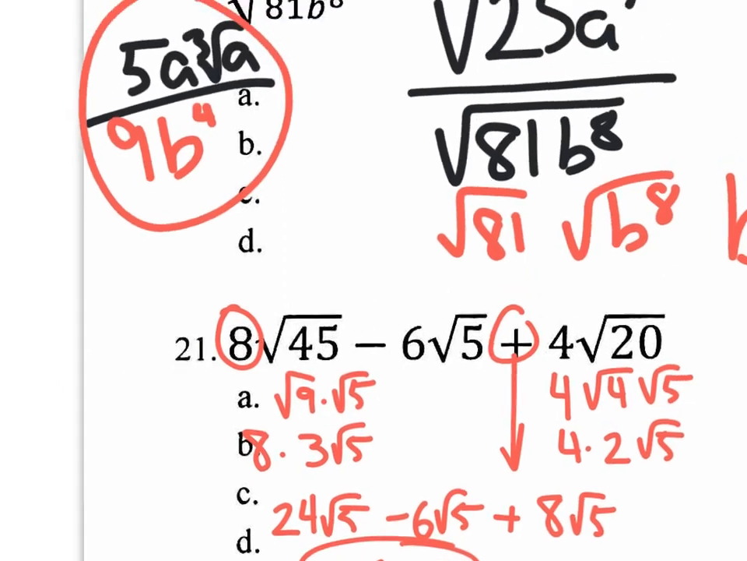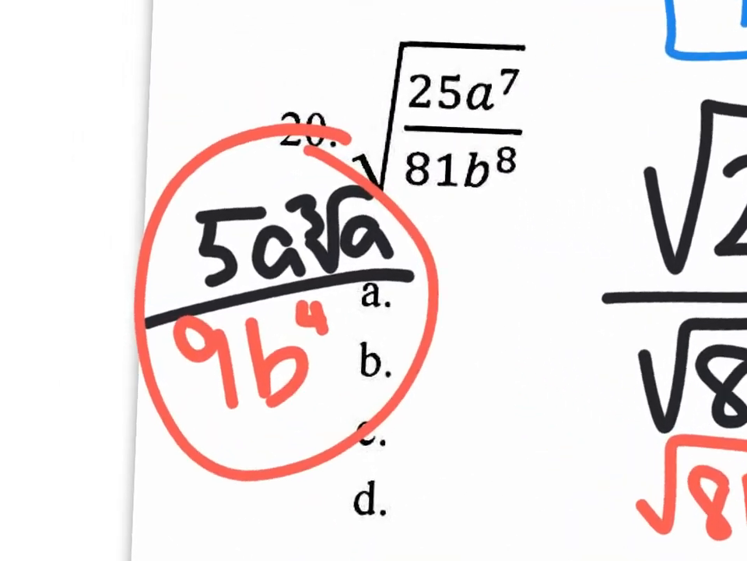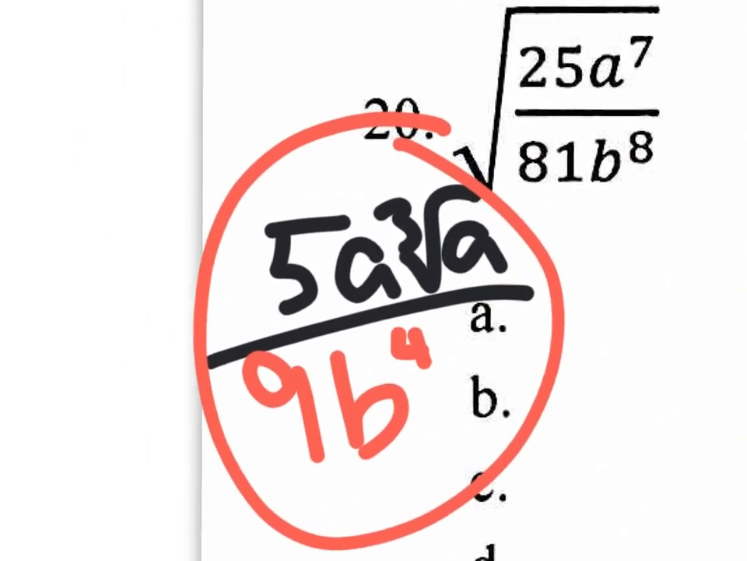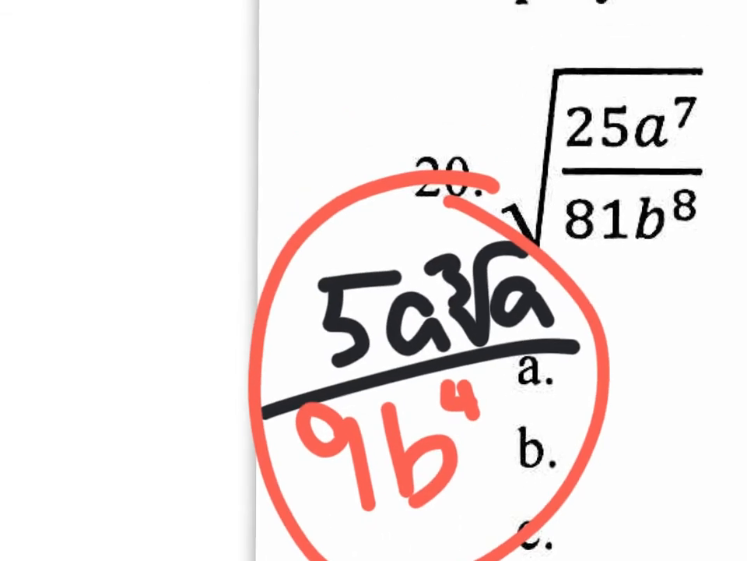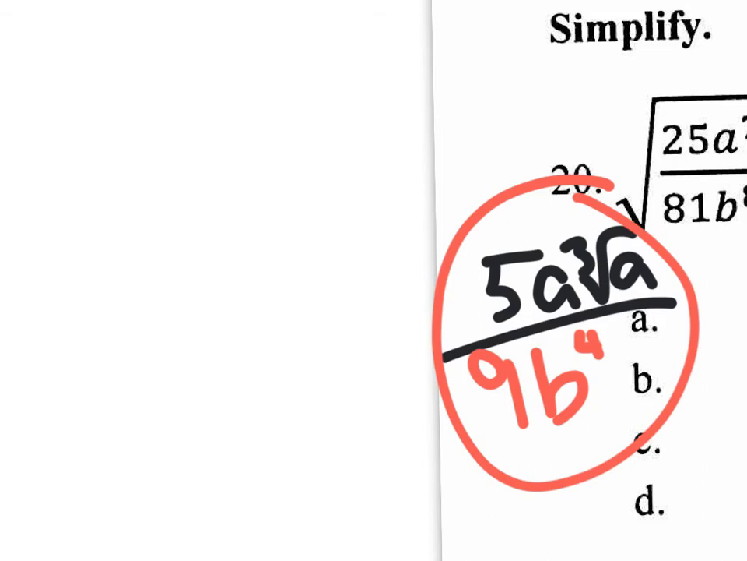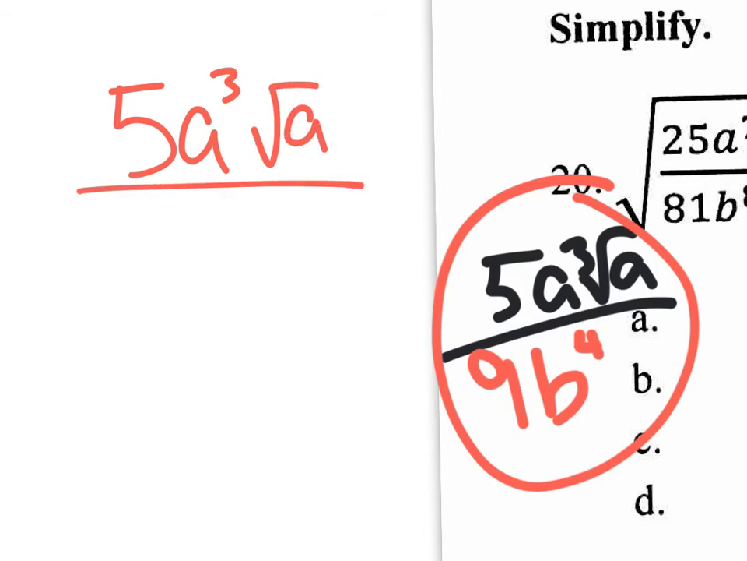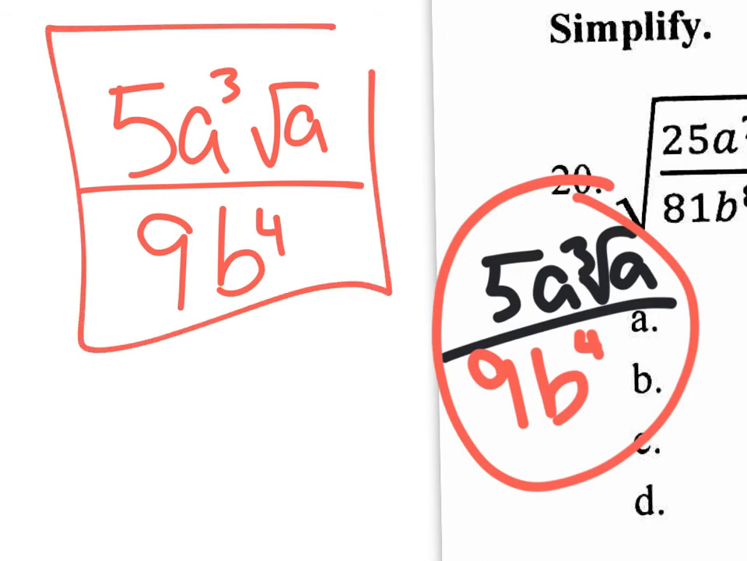So before we move on, let me go back to this answer on number 20. That's technically not written right. If you take a look at my 3, it looks like it's a third root of a, which is not correct. That's a to the third. So let me rewrite this answer once again right here on the side. The answer to number 20 is 5a to the third square root of a over 9b to the fourth. That is my answer. Okay, so that 3 belongs to the a. This is a square root separate. It's not a third root.